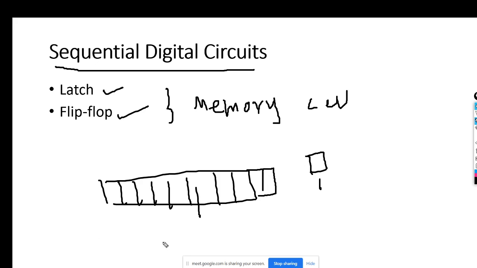So when it comes to memory management, every memory cell is a latch or flip flop. Okay, every memory cell is a latch or flip flop.